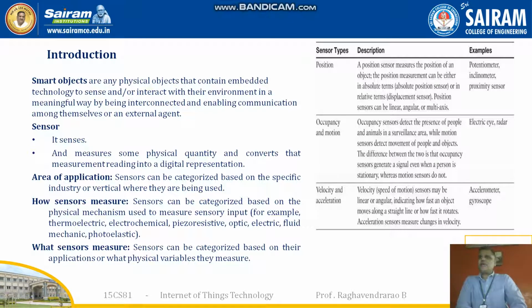Next is occupancy and motion sensors. What are occupancy and motion sensors? Occupancy sensors detect the presence of people and animals in a surveillance area.